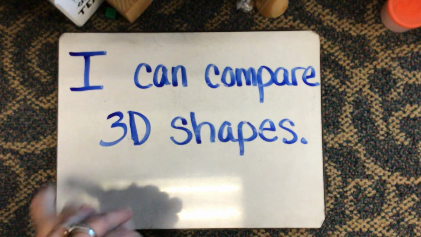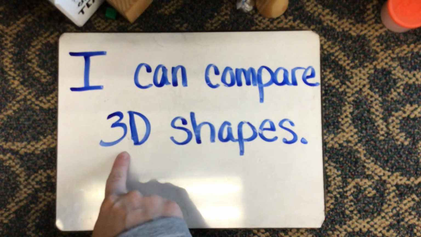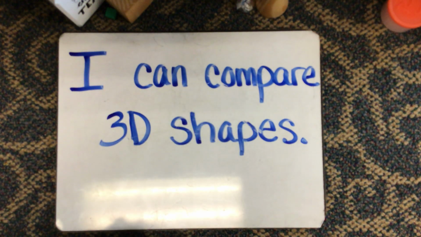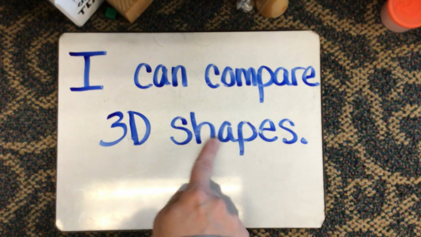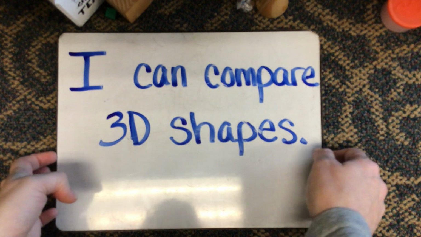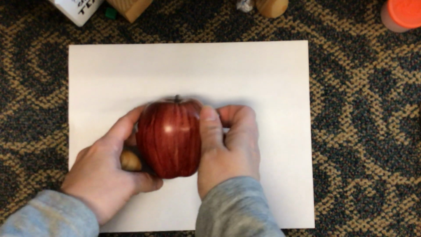Our learning objective is I can compare 3D shapes. Read that with me. I can compare 3D shapes. Now just like we did yesterday when we compared 2D shapes, we're going to look at some 3D shapes today and we're going to think about how are they the same and how are they different.